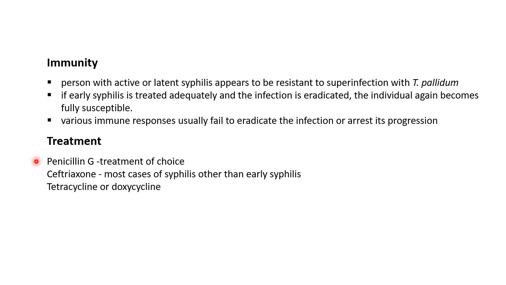The treatment of choice is still penicillin G, and in most cases of syphilis other than early syphilis, ceftriaxone can also be used. Tetracycline or doxycycline is used for patients who are hypersensitive to penicillin G. Let us now go to another genus, Leptospira, and we're going to take up Leptospira interrogans.